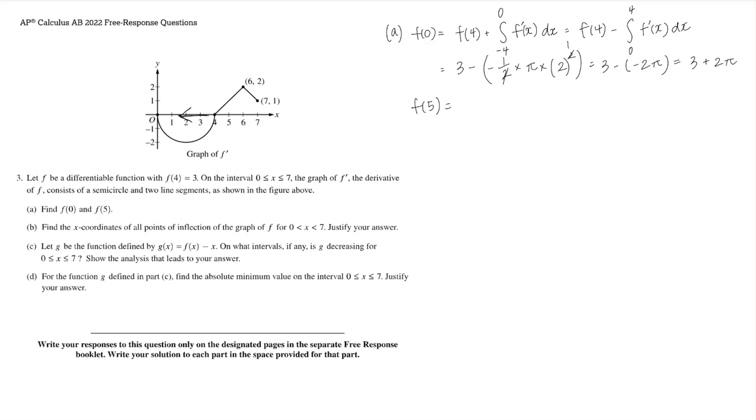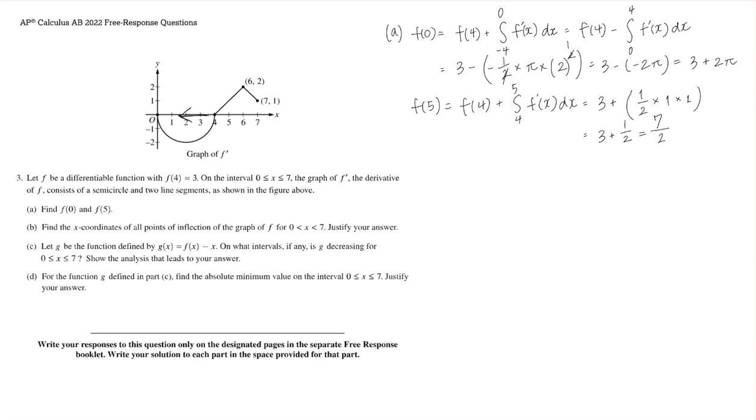And f of 5, we can find using the same method as we just used for f of 0, like this, and I get 7 over 2, because the integral from 4 to 5 of f prime of x is just a triangle, and I get 7 over 2.